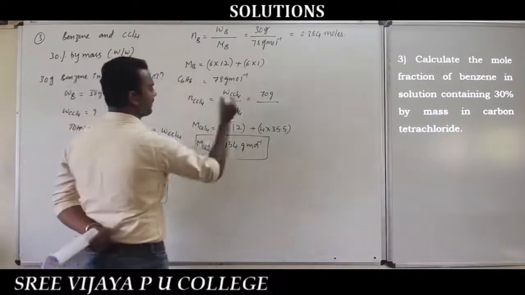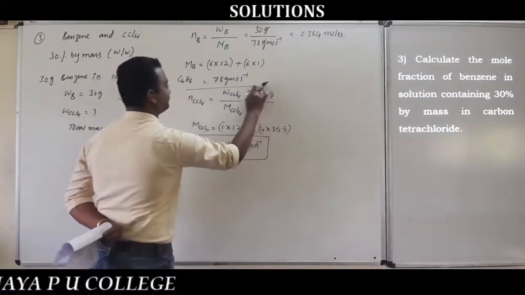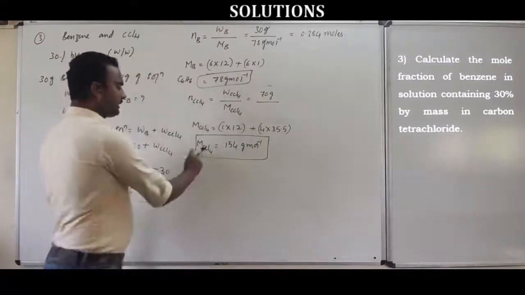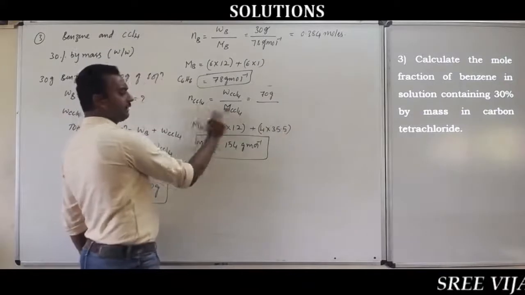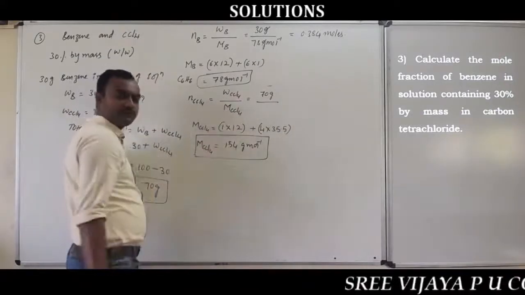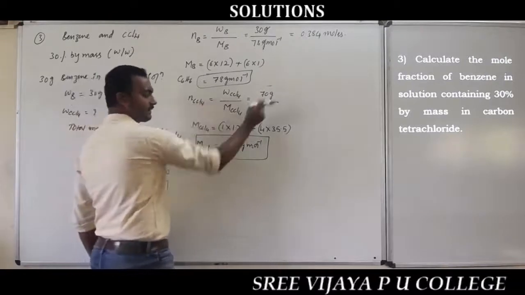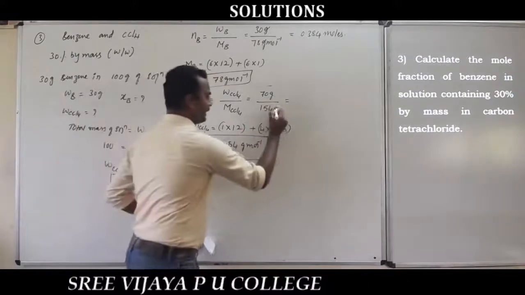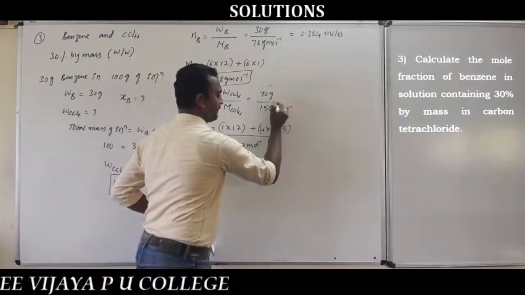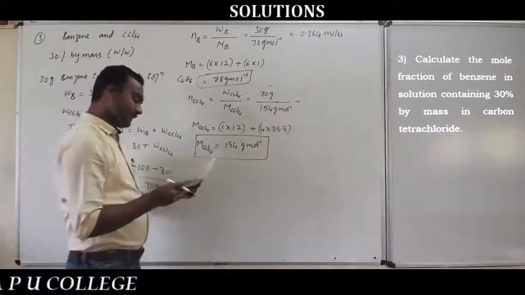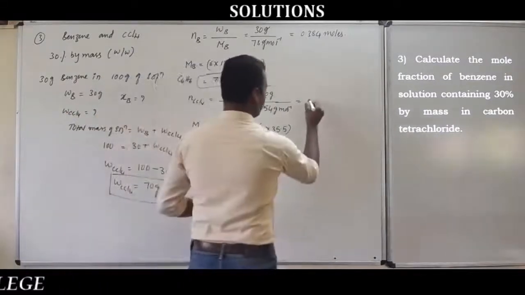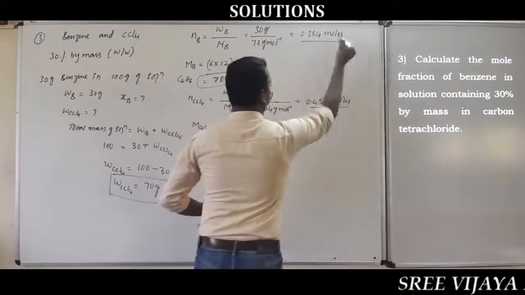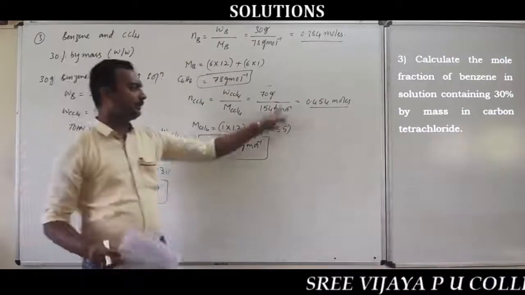Sorry, the molar mass of benzene is 78 gram per mole, and here the molar mass of carbon tetrachloride is 154. We need to find the number of moles. Number of moles is equal to the mass of carbon tetrachloride divided by its molar mass. The mass is 70, the molar mass is 154 gram per mole. 70 divided by 154 is equal to 0.454 moles. Gram gets cancelled, and per mole in the denominator goes up, so we get moles.